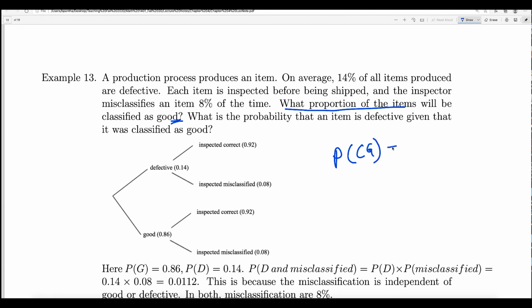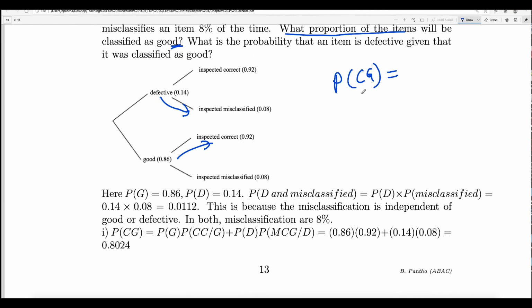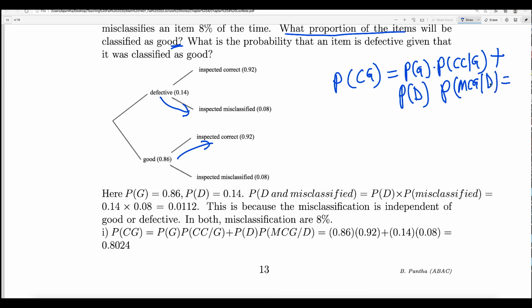There are two ways you classify as good. One is the good items are correctly classified as good, and the other is defective items misclassified as good. So there are two ways. Here the probability of classified as good is the probability of good times the probability of correctly classified given they are good, plus the probability of defective times the probability of misclassified as good given that they are defective. That's how we find the probability of classified as good.